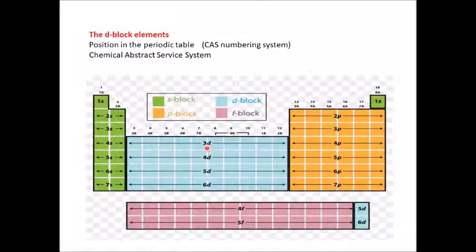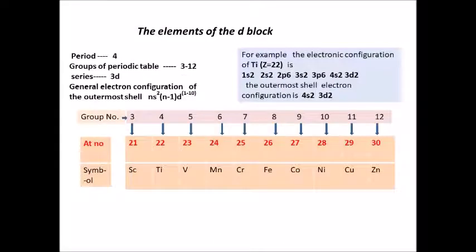They comprise 4 periods which we label as 3d, 4d, 5d and 6d. Now the elements of the d block, we will see them series wise. So first we have the period 4, and the groups of the periodic table include 3 to 12. The series is called the 3d series, and the general electronic configuration is ns2, (n-1)d 1 to 10.